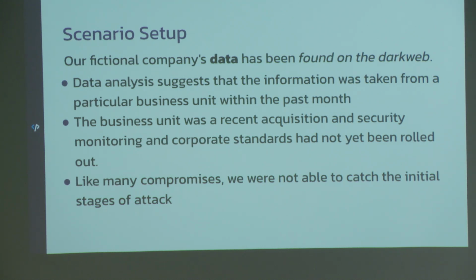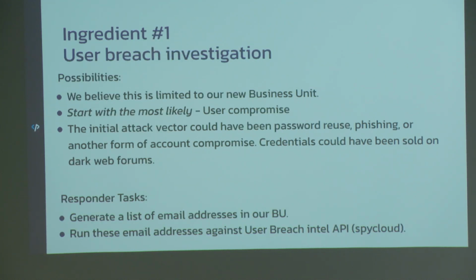And looking at our detection tools, our SIEM, we're unable to catch the initial stages of the attack. We don't see any indicators. So we kind of have to start backwards. Ingredient number one, we're going to perform a user breach investigation. From our trend reports and our breach reports, we understand it often starts with a compromised user.